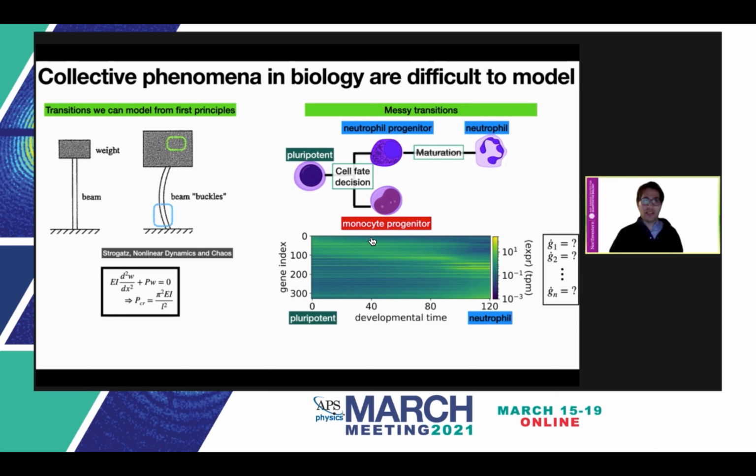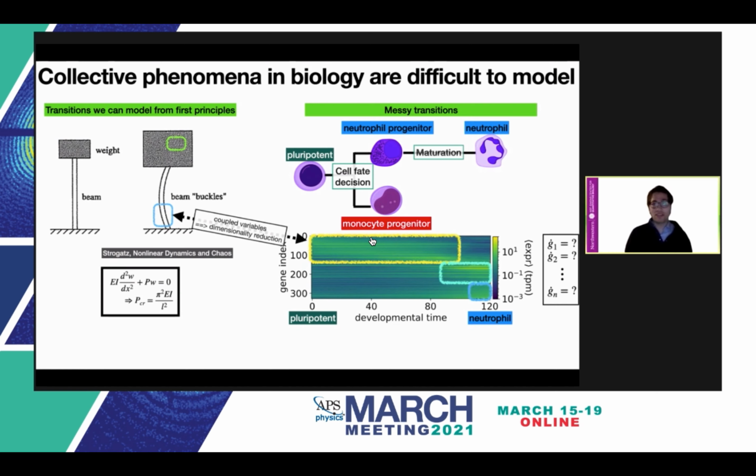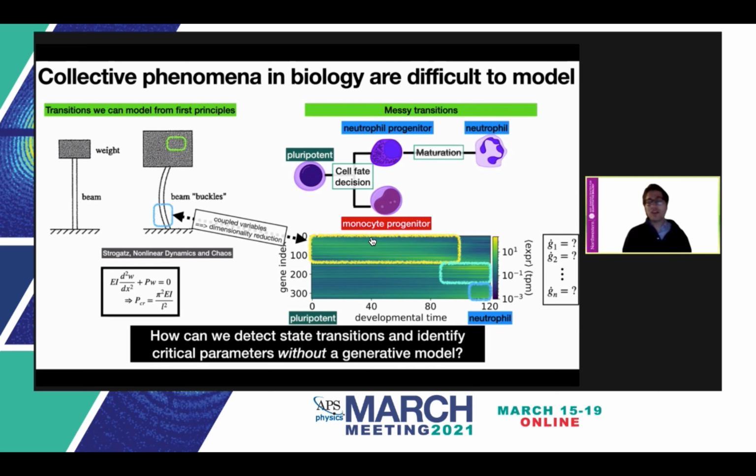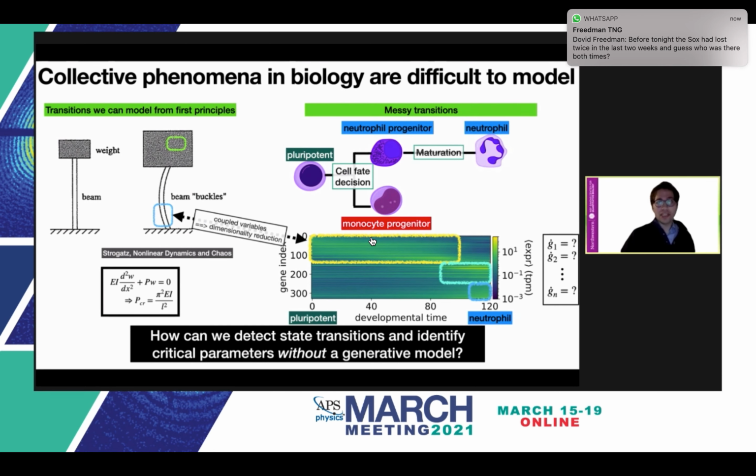And okay, you'll argue that in the beam, there's also 10 to the 23rd atoms, and we don't care about every individual atom. We care about the collective behavior. We care about the Young's modulus, the coupling between the atoms. And maybe in these gene networks, the gene networks exist, right? There's some coupling between various genes, and genes are acting in concert together. So there's some dimensionality reduction. But how do we get at that and identify critical parameters during a state transition without a generative model?